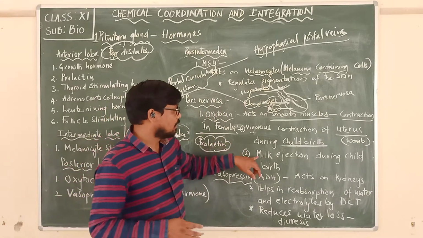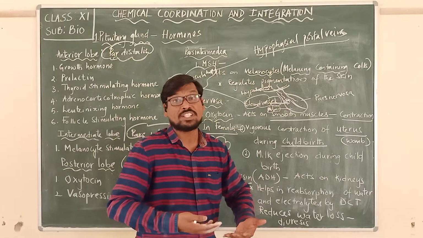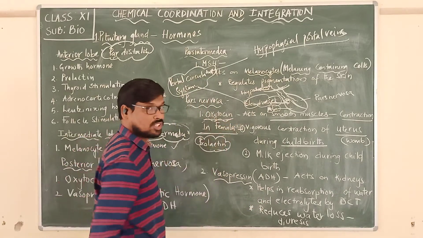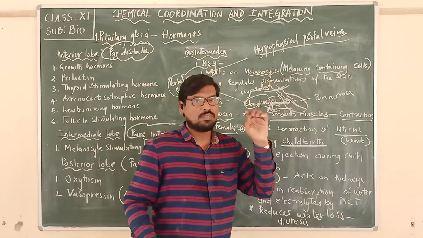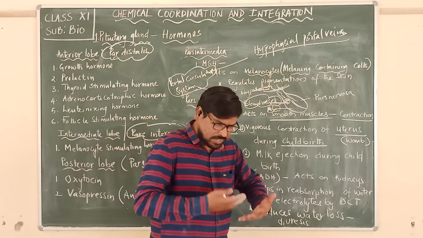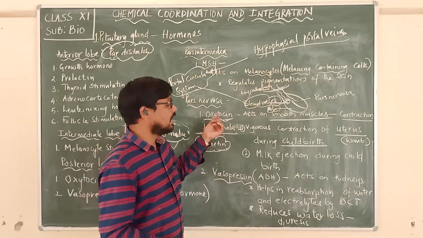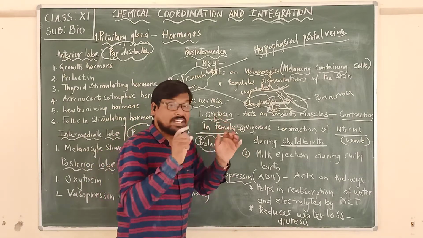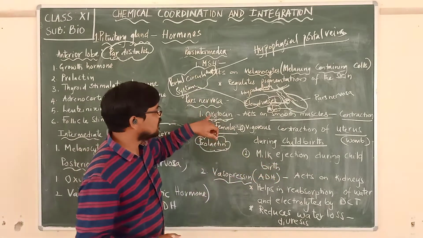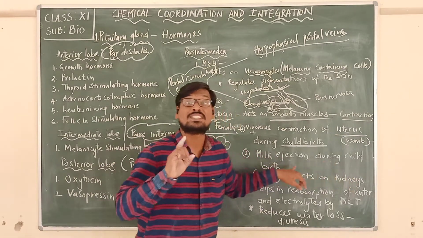But right after that, for milk ejection during the childbirth, right after the child is born, the milk is ejected with the help of what now? Oxytocin. By the first suckling of the baby child from her mother's breast, immediately oxytocin will be released and it will release the channels in the mammary glands. So that's why we say that oxytocin is helping in milk ejection during the childbirth.